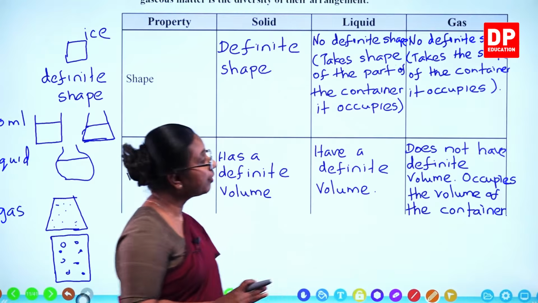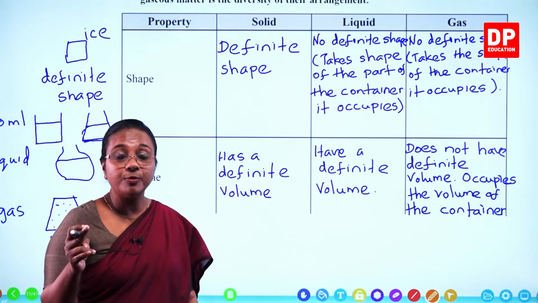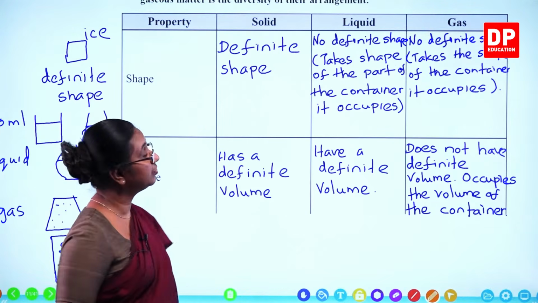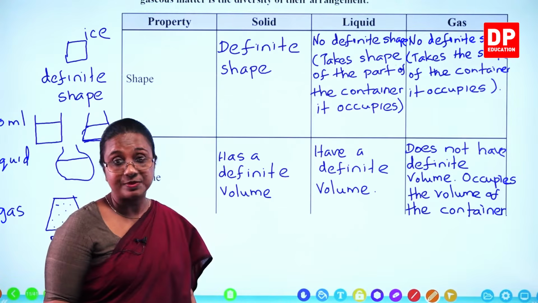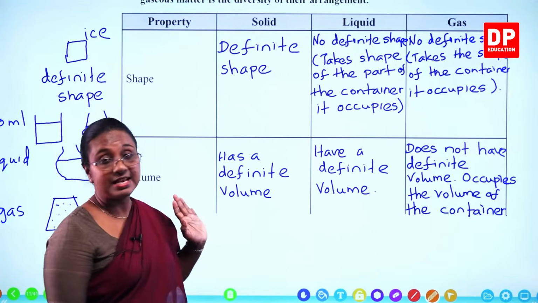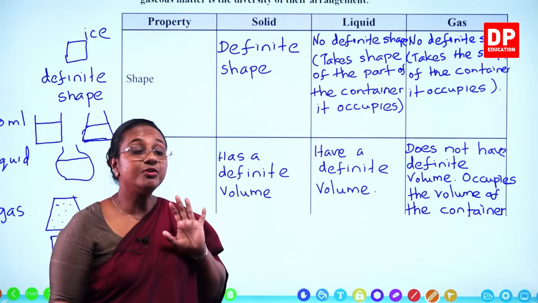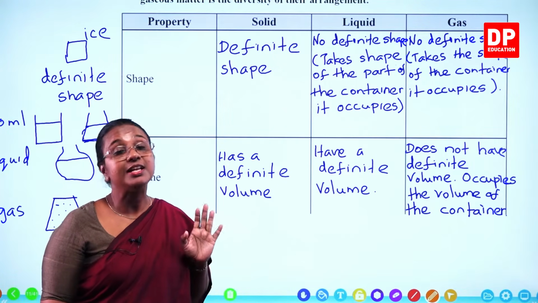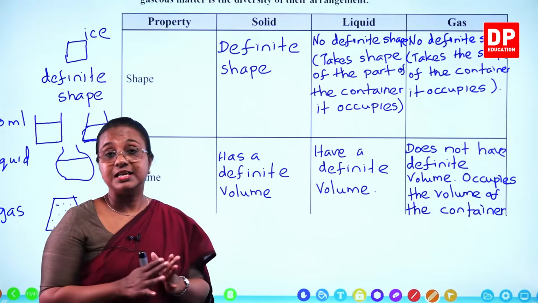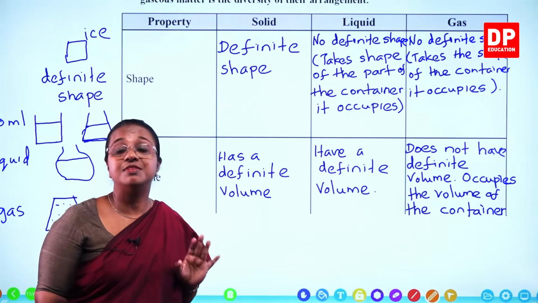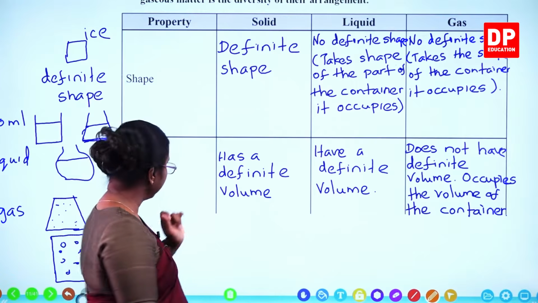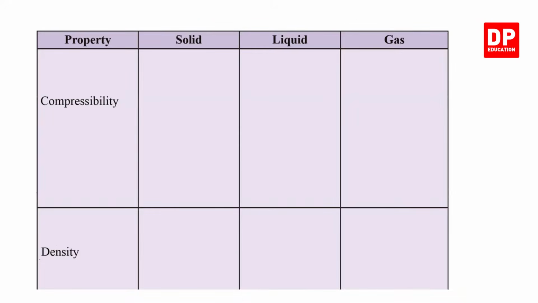So those are two properties, students. There are two more properties that can be related to the particle arrangement. When you understand these properties, you're familiar with these already. You all have to relate it to the particulate nature, or how the particles are arranged in each physical state. So with that, students, I will move on to the next slide.